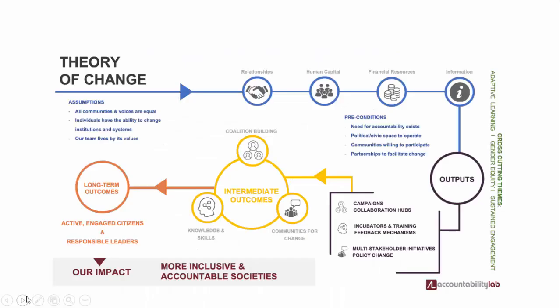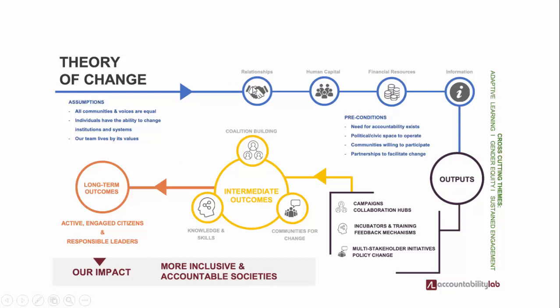A theory of change is depicted as you can see in front of you. This one is a more complex form, but there are theory of change even on the internet. If you go on the internet right now, try to search for theory of change example, you're going to see one that is really simplified. So this theory of change actually explains how you're going to get the impact, more inclusive and accountable societies. It explains that.